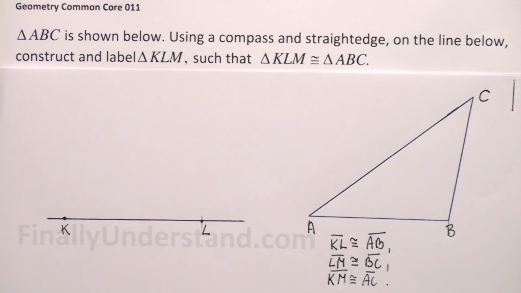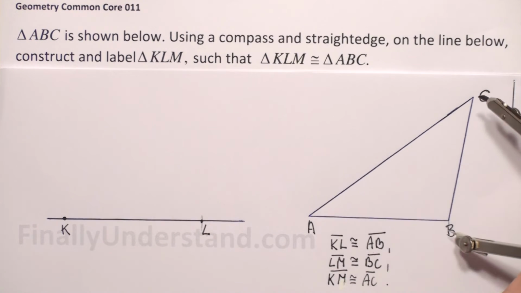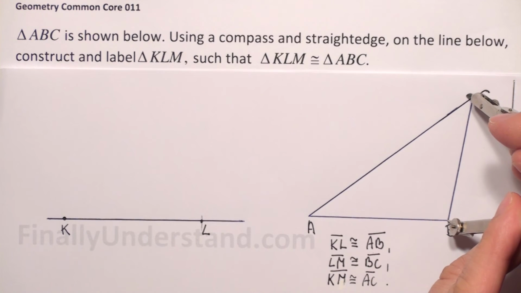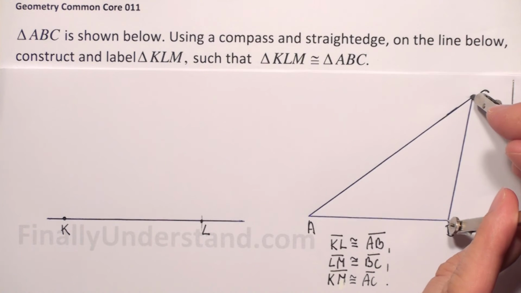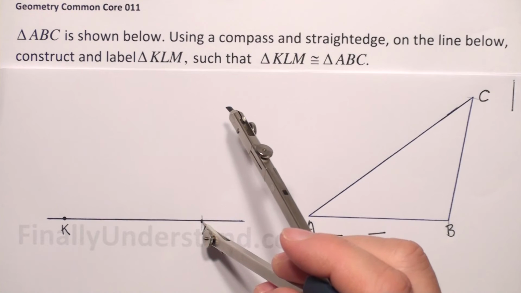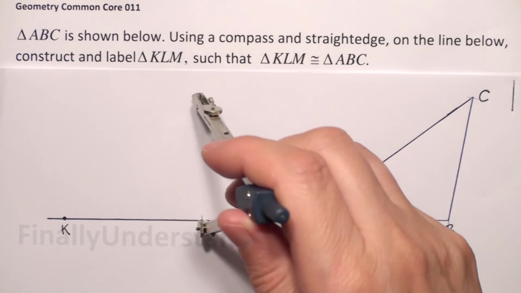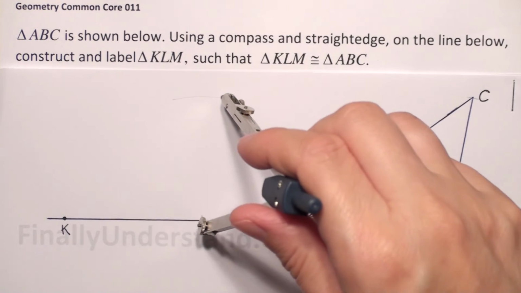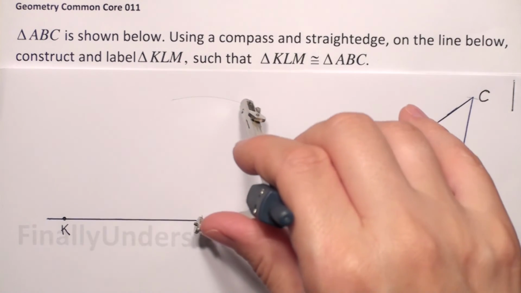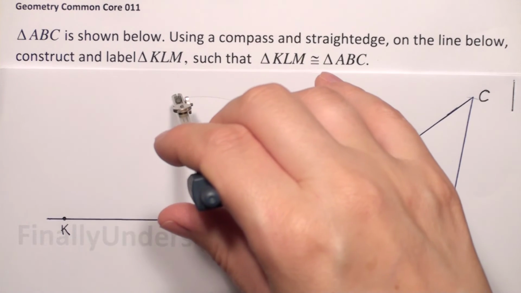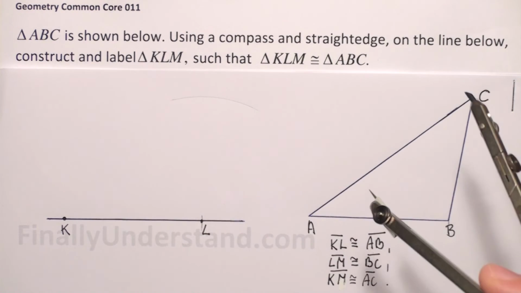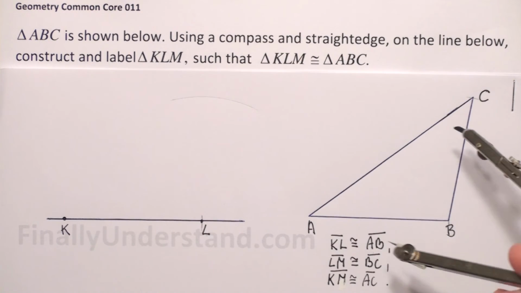Next, we will place the compass at point B and measure segment BC. Now, with the same width, we place our compass at point L and make an arc with the same width. This will be our LM segment, where the two segments cross.